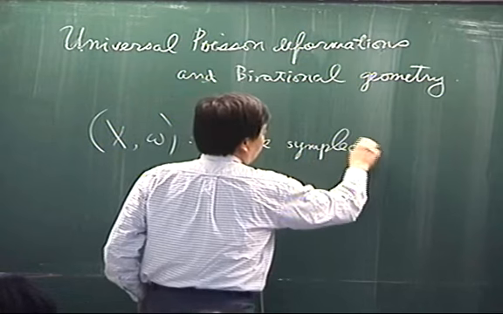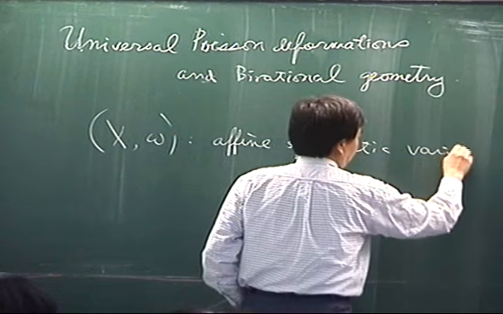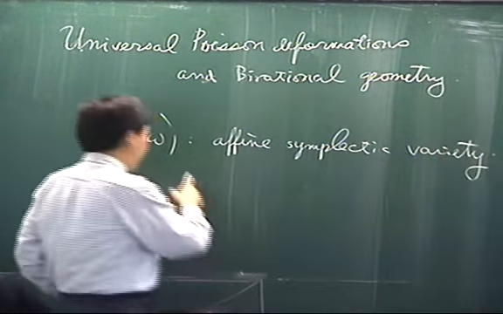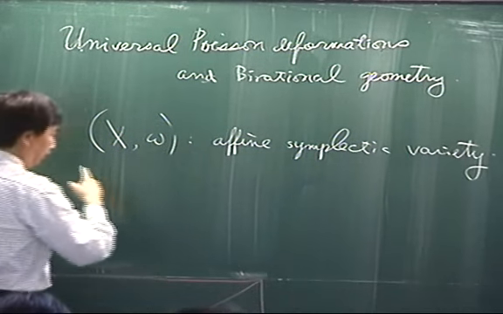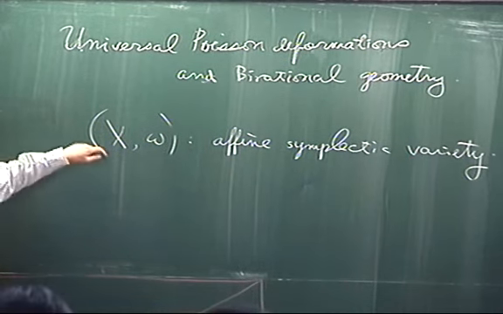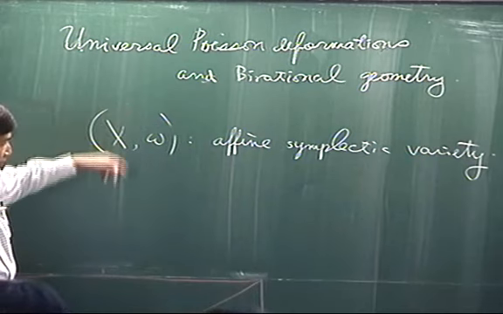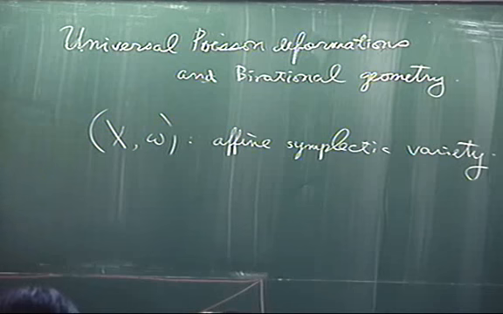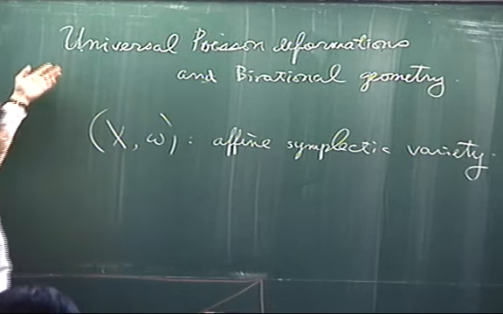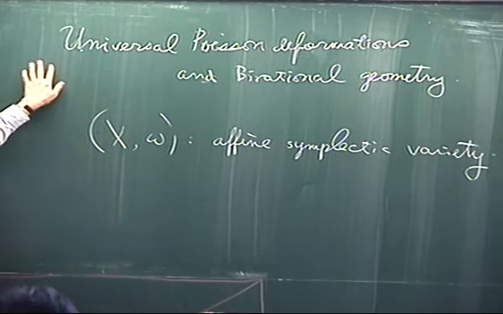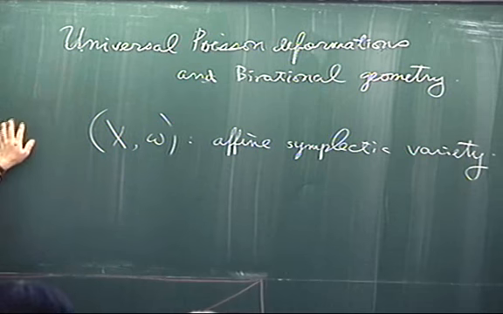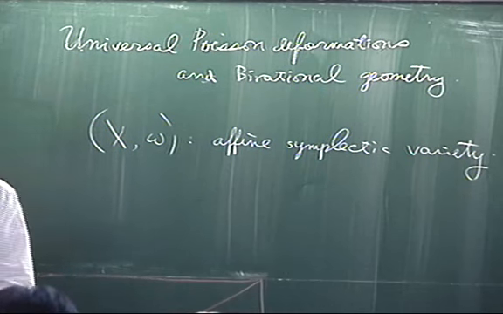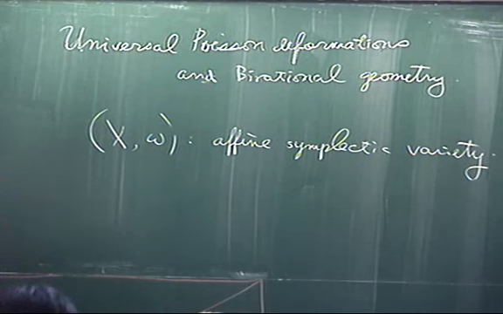This is just a normal affine variety X such that on the regular locus of X there exists a holomorphic symplectic form. And if you take some resolution, then that two form regularly extends. This is the definition of a symplectic variety.